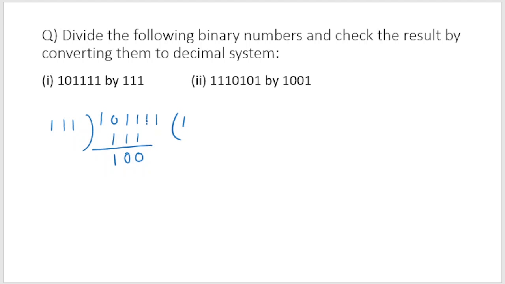Now what is the thing? You have to bring this 1 down, so I get 1 here. So we have 1001, so again I can take it 1 time, so I will get 111. Subtract it, 1 minus 1 is equal to 0.